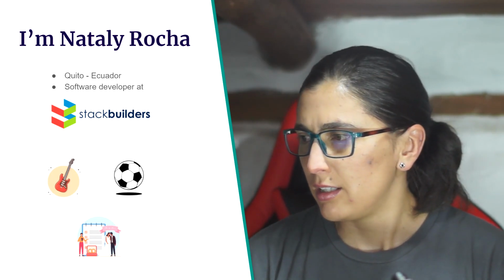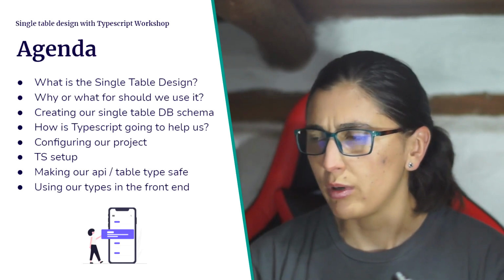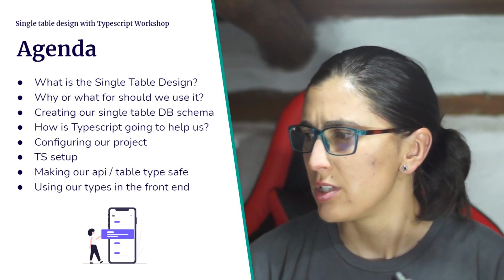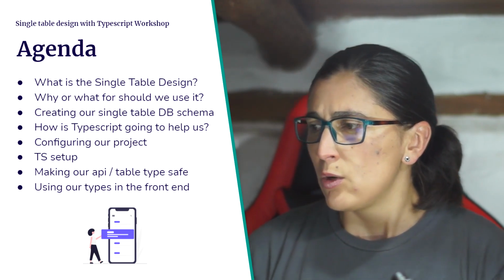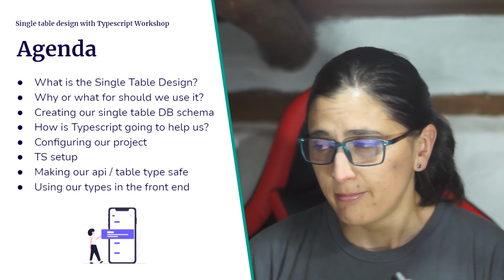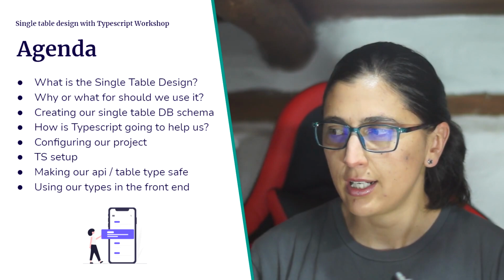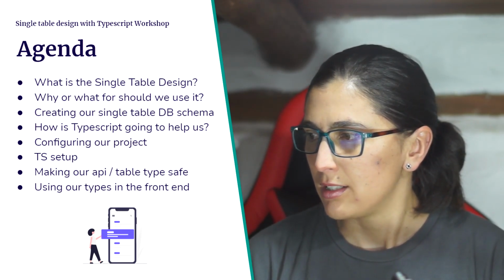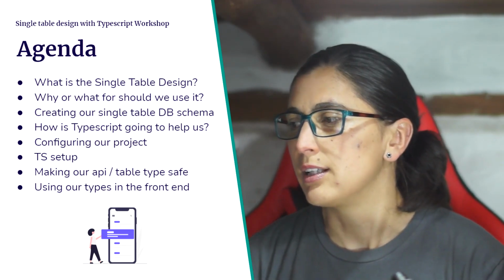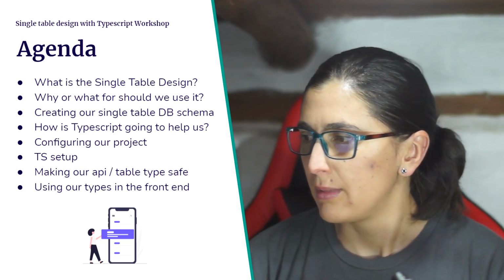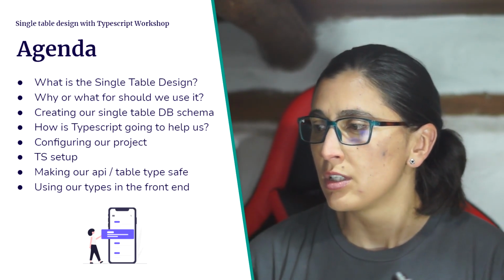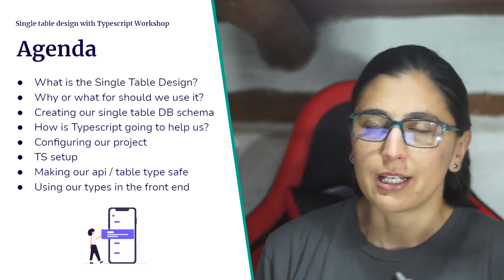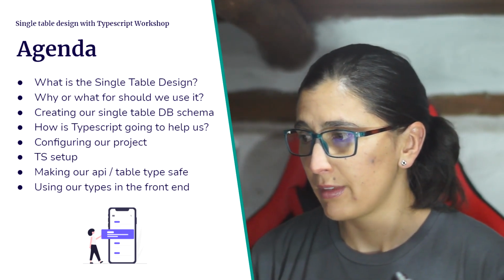Awesome. So let's check a little bit more about the agenda. What are we going to be covering in this workshop? First of all, we're going to check what the single table design is, and why or what for we should use it. We're going to be creating a single table DB schema, making some comparisons with the relational database to give us a better idea of how it works. We're also going to check how TypeScript is going to help us with it.